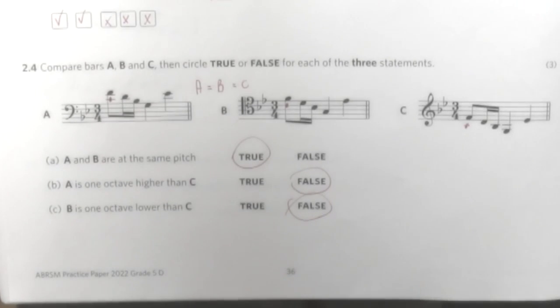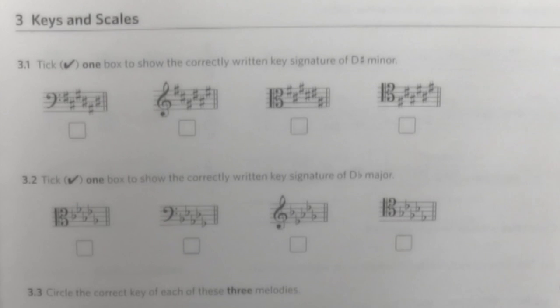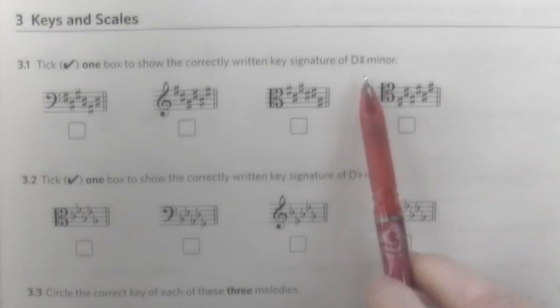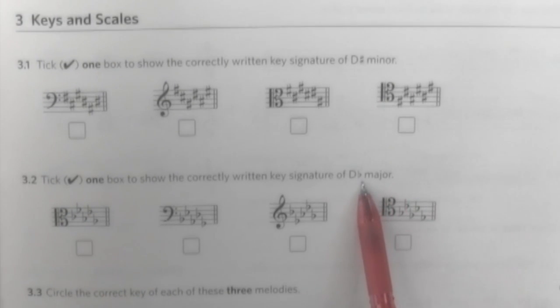Let's go on to section 3, which is very long and interesting. This section relates to keys and scales, and it's the only section that gives us 15 points, so it's quite important. The first 2 questions ask us to tick the box that shows the correct key signature for D sharp minor and D flat major.